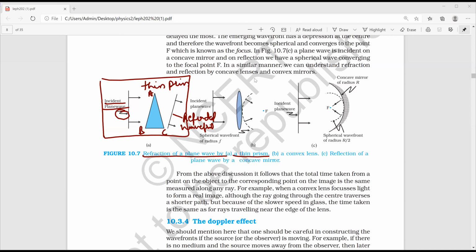So let us explain how the refraction of a plane wave in case of a thin prism takes place. The prism is already shown here. This is the incident plane wave, and it is passing through this thin prism. By passing through, the refracted wavefront is coming outside. Here the figure shows an incident plane wave of light passing through a thin prism ABC, which we already named.